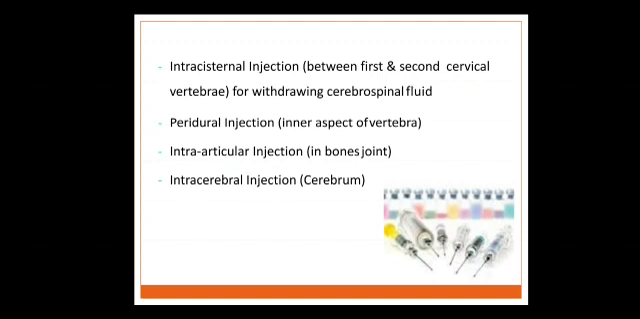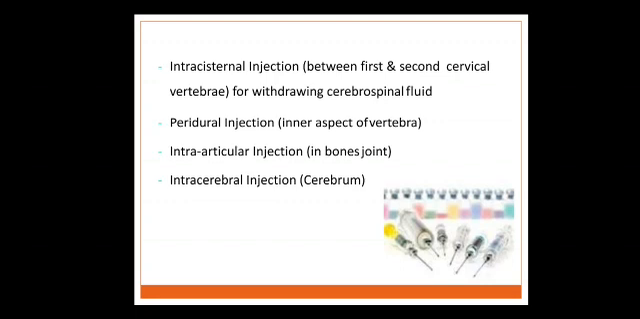Ninth one is the peridural injections. These injections are given between the dura mater and the inner aspect of the vertebra. So, it is that portion of the vertebral canal not occupied by the dura mater and its contents. This route is sometimes used for giving spinal anesthesia in special cases.